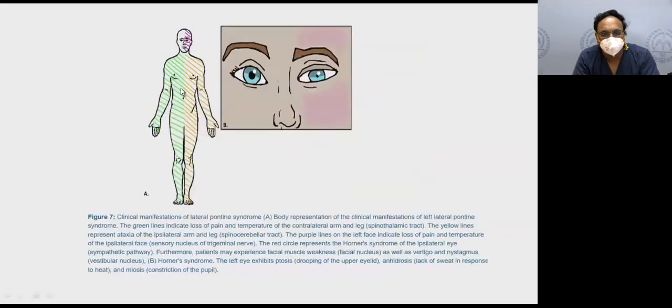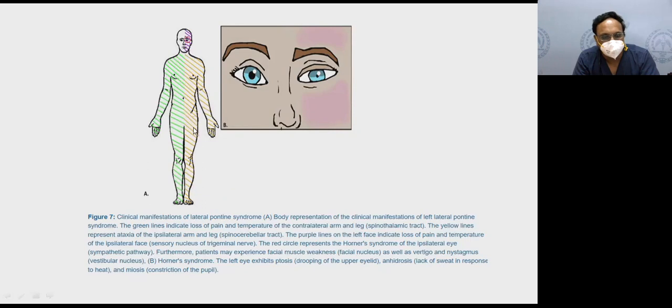Almost the same thing as a lateral medullary syndrome: ptosis, INO, Horner syndrome, and ataxia on the same side, with contralateral pain and temperature loss. Here we differentiate only by the involvement of the cranial nerve.